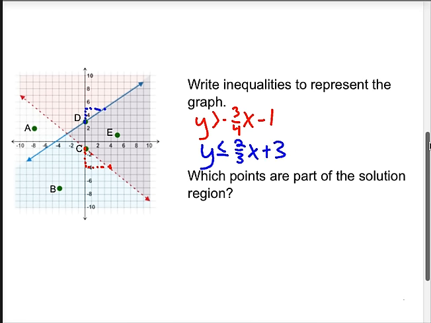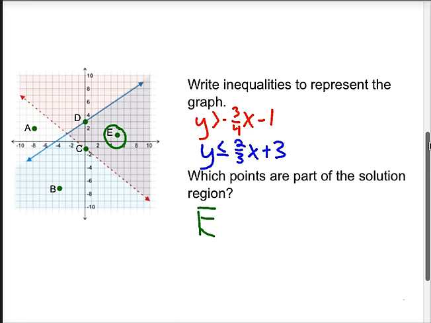So you should be able to work backwards and go back to give me the equation in this case. But now for the points, because the points are very interesting. We need to determine which points are part of the solution. So I think it's relatively obvious that E is in that double shaded region.